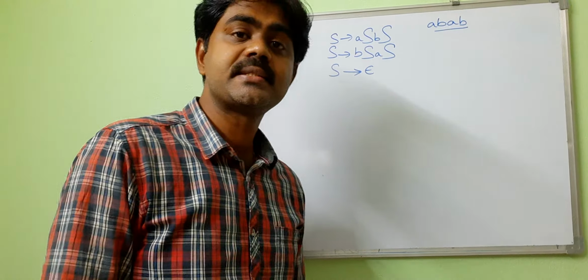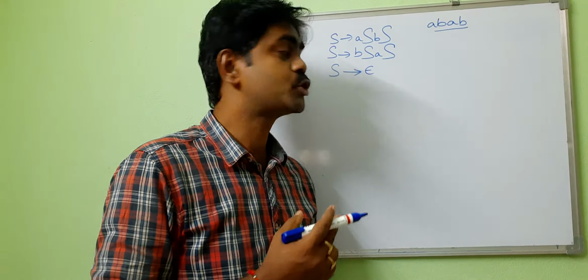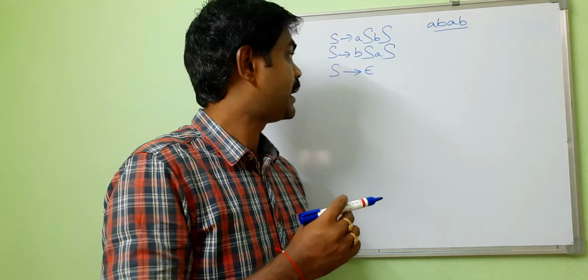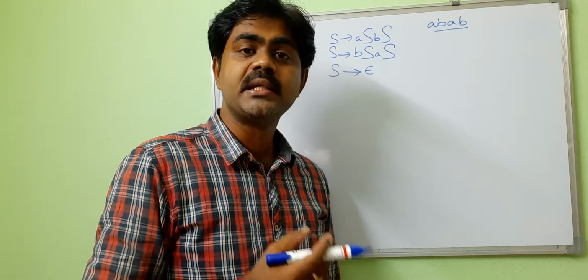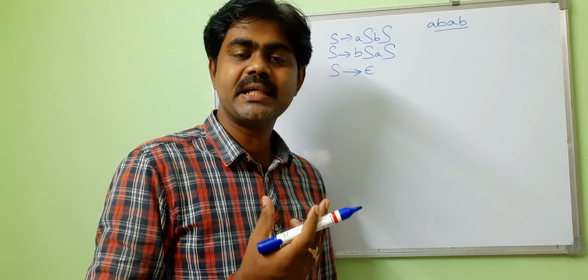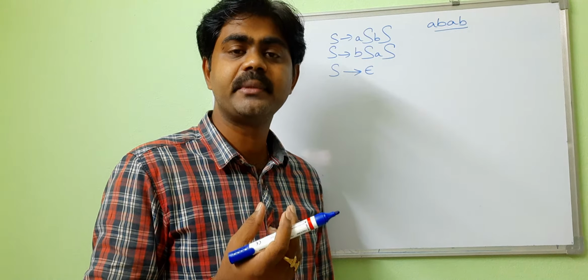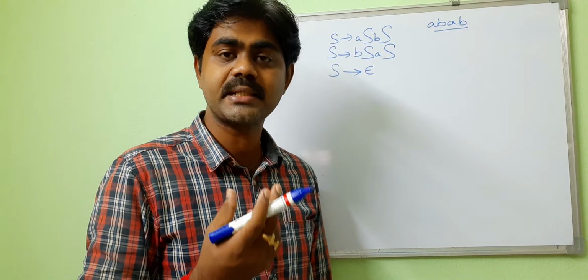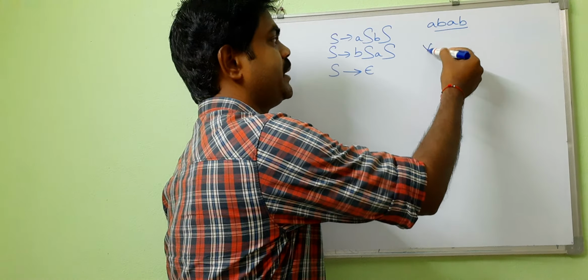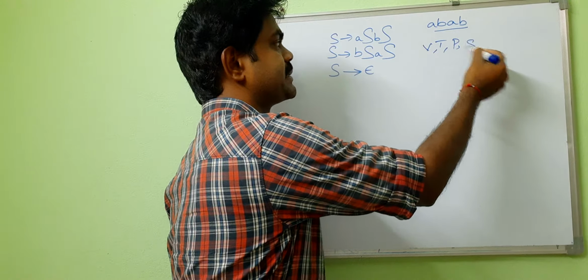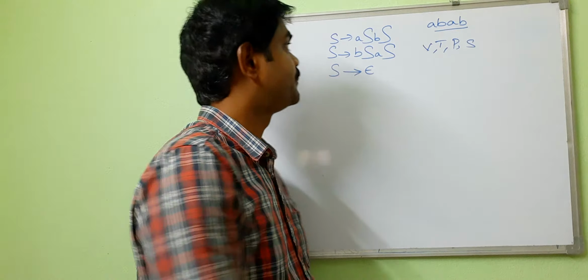S tends to AS, BS; S tends to BS, AS; and S tends to epsilon. So in this we need to see what is VTPS: what are the non-terminals, what is the set of terminals, what are the production rules, and what is my starting symbol.